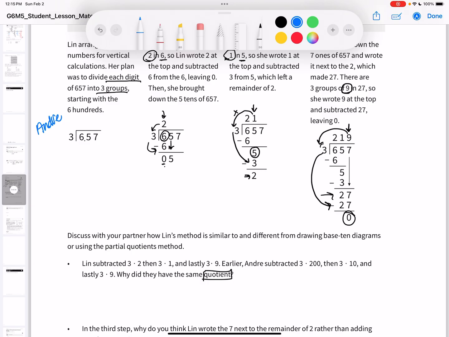Okay, so Lynn looked at each digit as a 6, right? 3 times 2 is 6. Then as a 5, right? And she did 3 times 1 to get as close as she could to 5 without going over. And then 3 times 9. So she looked at it as a 6, a 5, and then as a 7. Andre looked at it as a 600, then a 50, then a 7, okay?